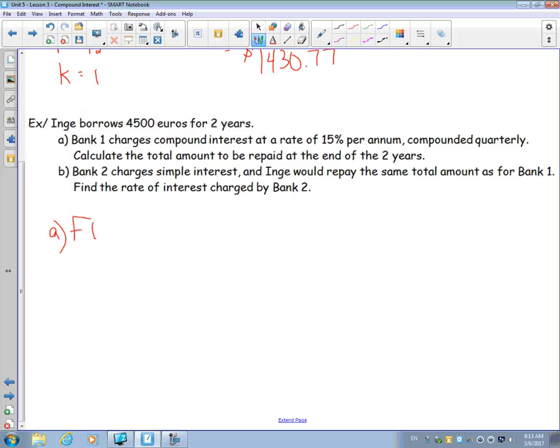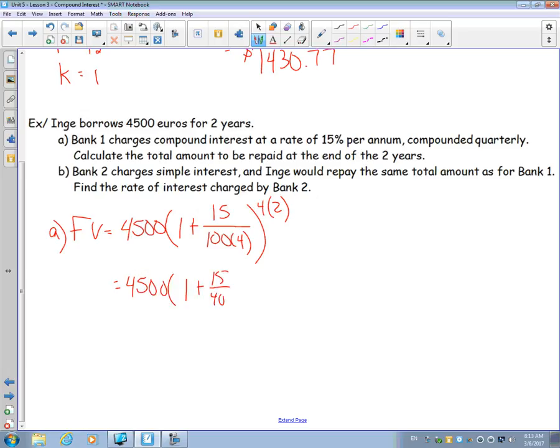Okay, so her present value was she borrowed 4,500 euros. Her interest rate was 15% per annum. That's her yearly rate, but it's compounded quarterly, so we divide by the 4 down here. We're going to do it 4 times a year for 2 years. Again, I will simplify it just a little bit to make it easier to put in my calculator. And I end up with Inga having to owe $6,041.12.